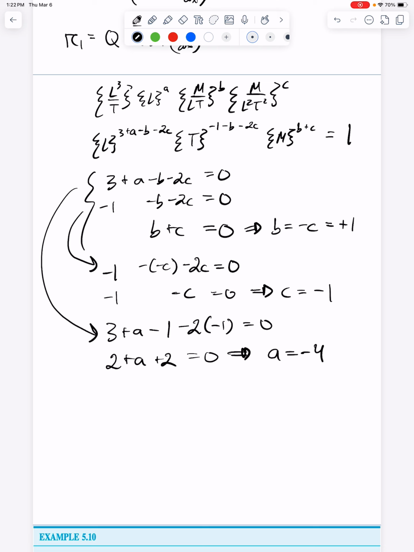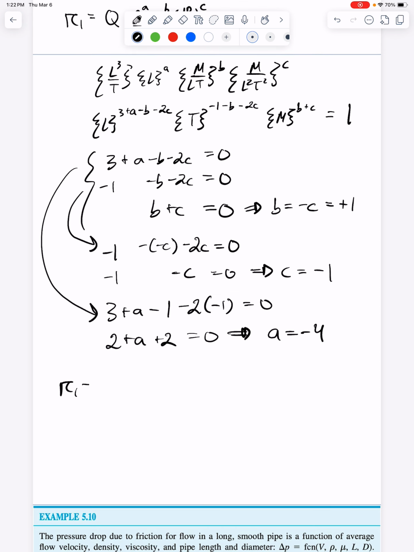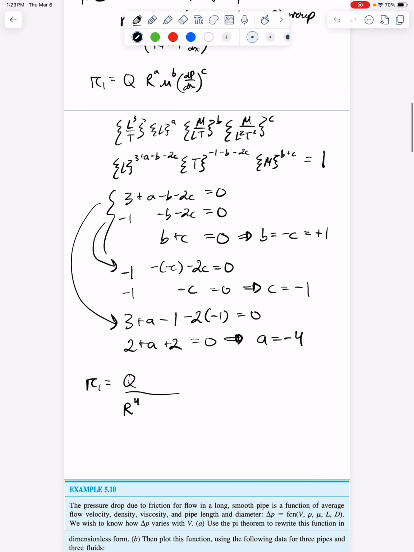That's all I'm doing. Therefore, my pi group, pi 1, is equal to q times, first, r. R is to the power of a, which is negative 4, therefore it goes to the denominator. Mu is to the power of b, and b is positive 1, so I have mu on the numerator. Finally, dp dx to the power of c, negative 1, therefore dp dx goes on the bottom. And here's my non-dimensional pi group.